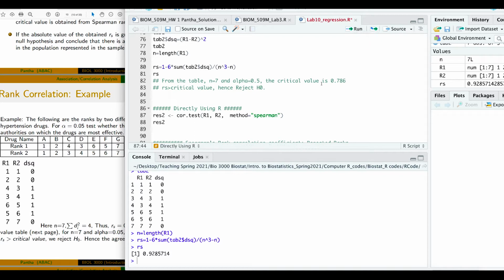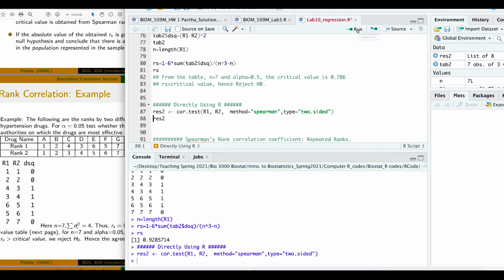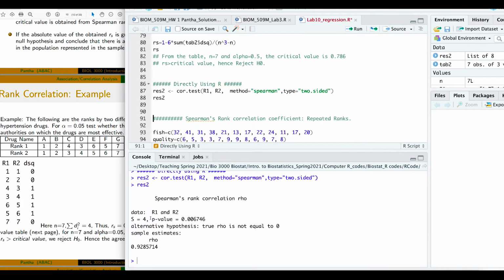So the type is equal to two-sided. So here it is using the p-value method, right? When you do that correlation test, you use exactly the same formula there. So R1 and then R2, the method is Spearman, and type is two-sided. That's what I used. So result2 is the name that I give for the result.